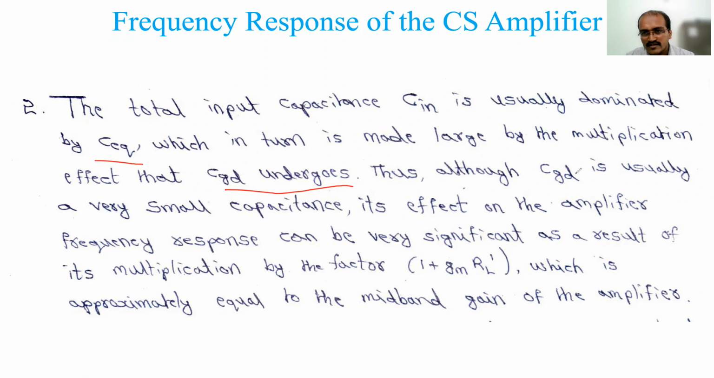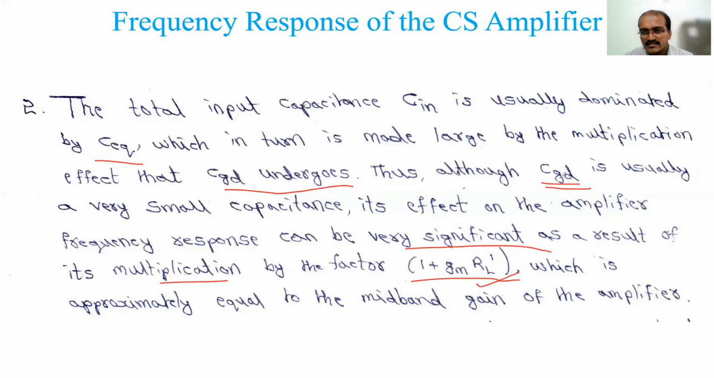Okay. So thus, although CGD is usually small, that's what we told while discussing internal capacitances, right? Even though we could remove the CGD, which is very small, it will play a major role in the high frequency response, as we told, right? So that point I am trying to prove here. Okay. So thus, although CGD is usually a very small capacitance, its effect on the amplifier frequency response can be very significant as a result of its multiplication by the factor 1 plus GM RL dash. That's what is there in the C equivalent expression, right? CGD into 1 plus GM RL dash, right? So that's why this is called the multiplication effect.